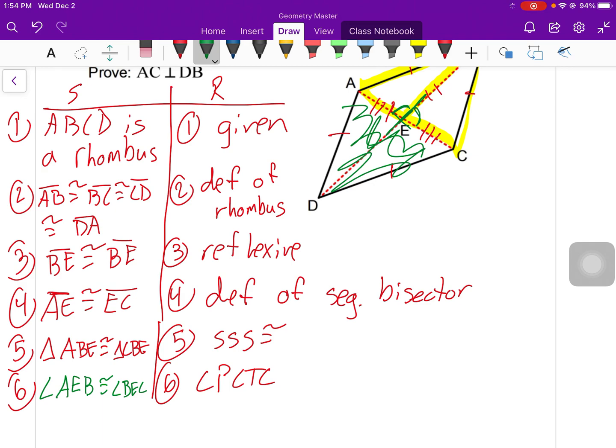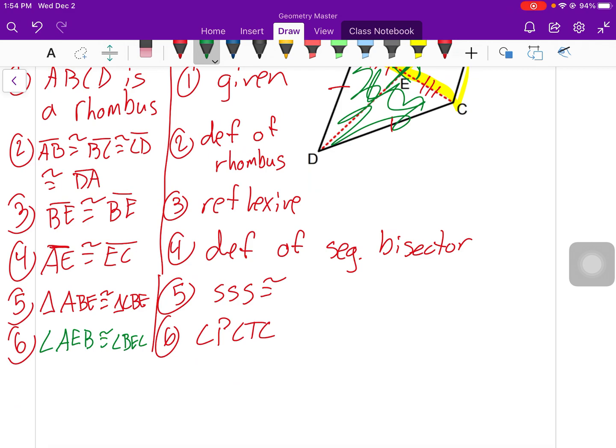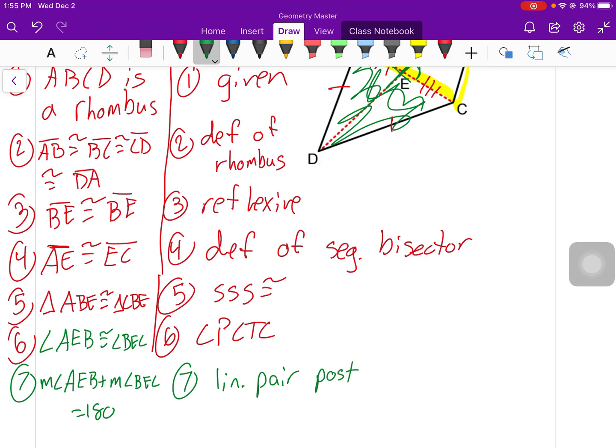It's not enough to stop right here. So we show that they're congruent, which is awesome. But what we're going to have to do is show that they also add up to 180 degrees. All right? So step 7 and step 8, you can flip-flop. Doesn't really matter which one you do first. I'm going to say that the measurement of angle AEB plus the measurement of angle BEC equals 180 degrees. That's our linear pair postulate from way back when.